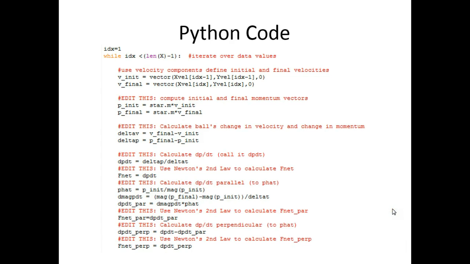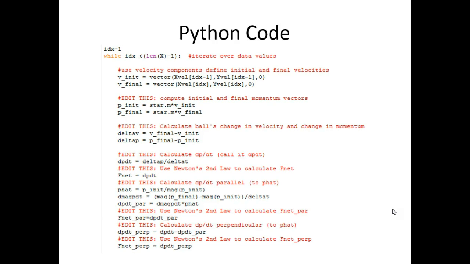Then, in order to calculate momentum and then net force, we're going to use the velocities from before. And we're going to say that p initial is going to be equal to the star mass times v initial. From before, we say that v initial is the vector of x velocity of index minus 1 and y velocity of index minus 1. And then p final is equal to star.m times v final. Obviously, as before, v final equals the vector of x velocity index and then y velocity index.